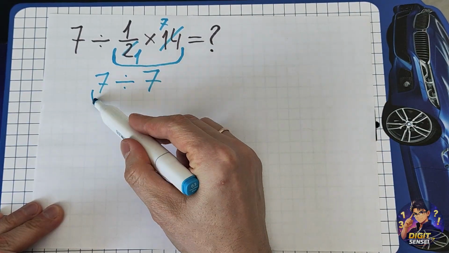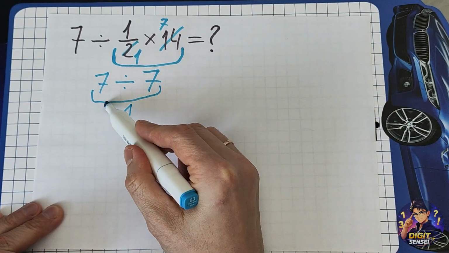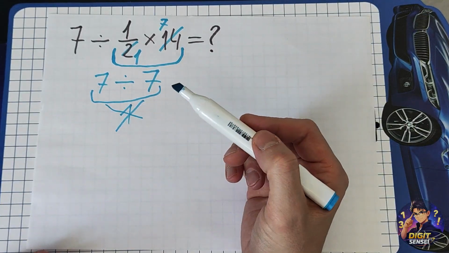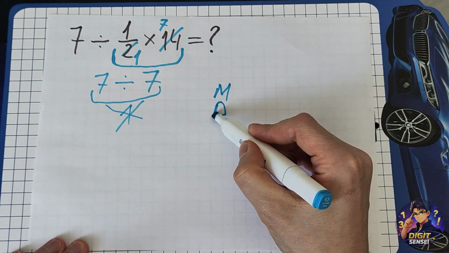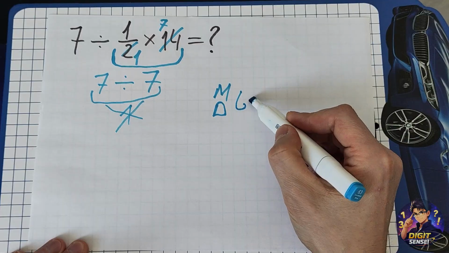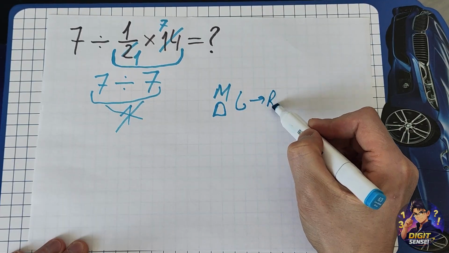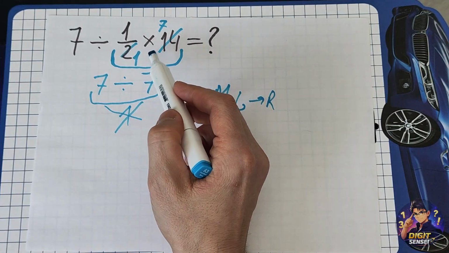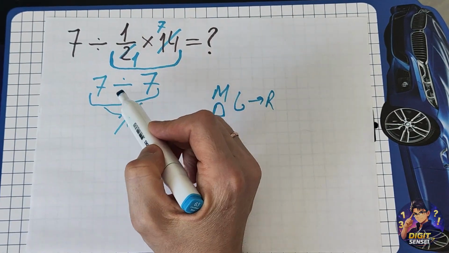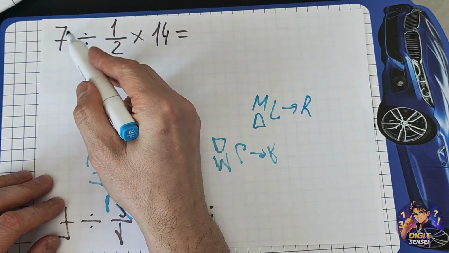is just 1. But this answer is not correct, because according to the order of operations, multiplication and division have equal priority and we have to work from left to right. So here, first we have to do this division, then this multiplication. If we do this multiplication before this division, it is wrong. So first we have to do this division.